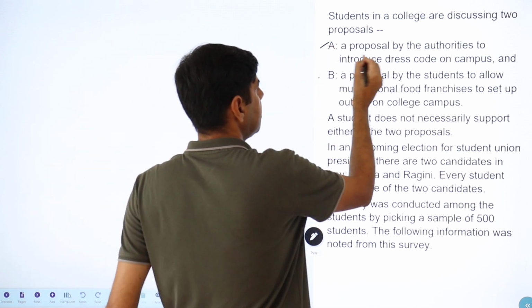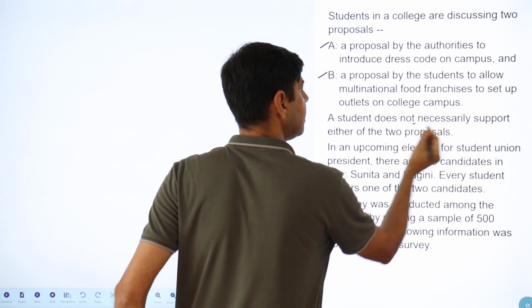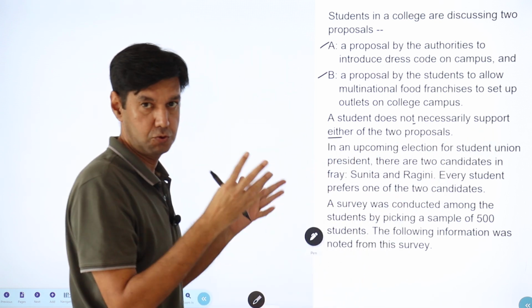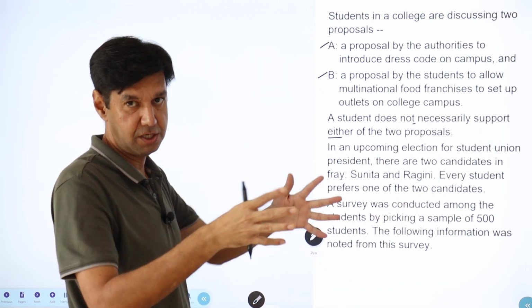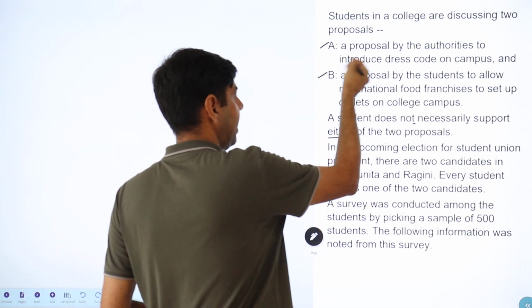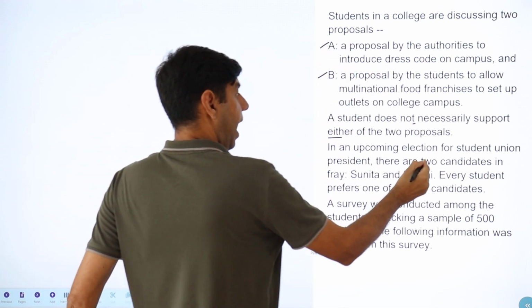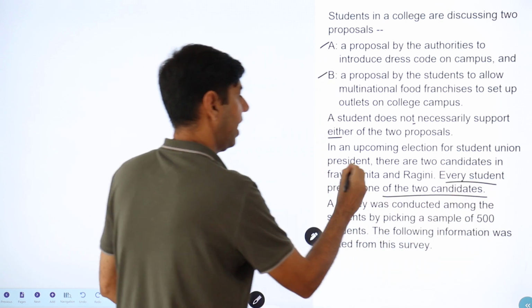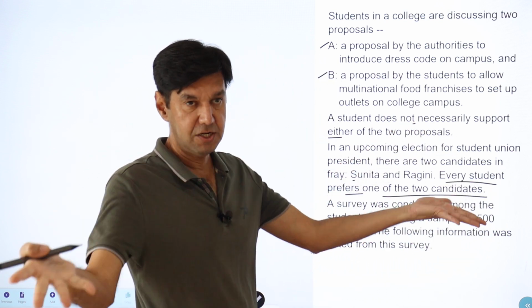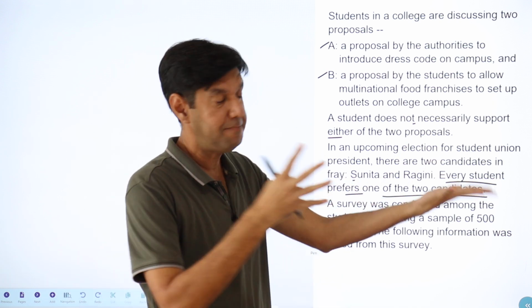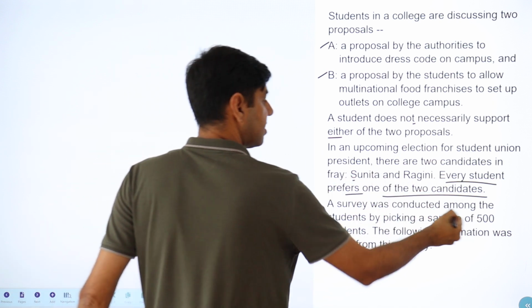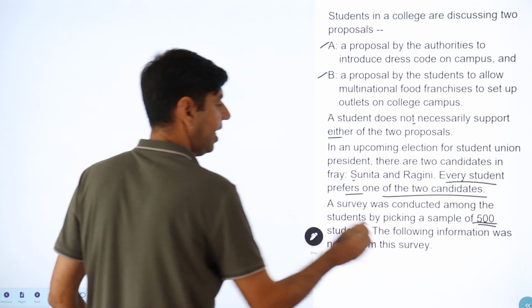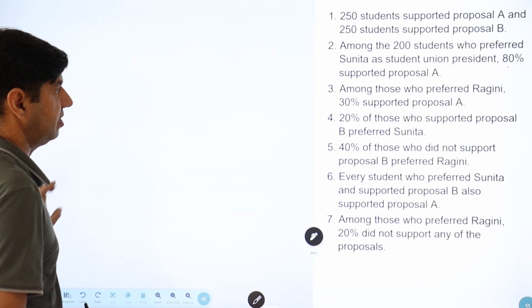So there are two proposals and the student does not necessarily support either of the two. So the 500 is not the union, that could be someone who doesn't like A nor likes B. However, each of the students would prefer one of the two candidates. So the 500 will be divided into two camps, that of Sunita's camp and Ragini's camp, right? A survey was conducted amongst 500 and these were the following observations.